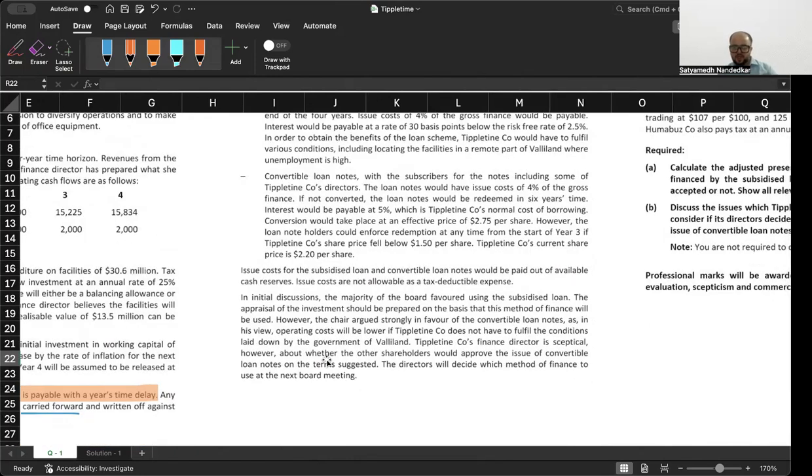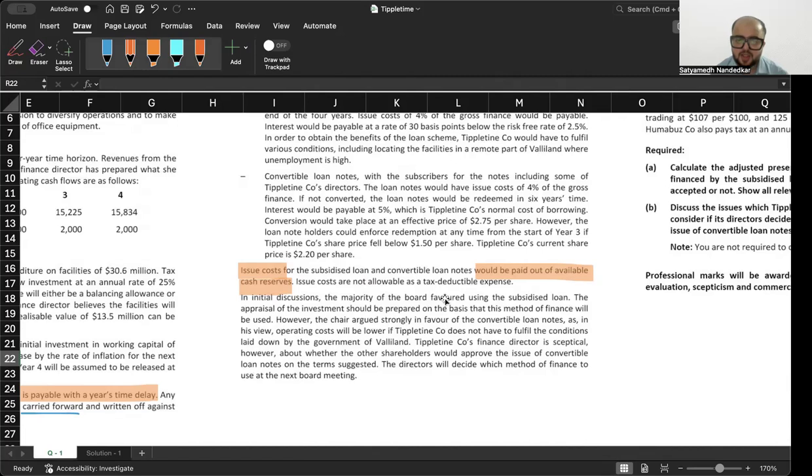Issue cost for subsidized loan and convertible loan notes would be paid out of available cash reserves. This point is important. So issue cost would be paid out of available cash reserves. This has some implication in your answer. Issue costs are not allowable as a tax deductible expense. What is the implication? We'll get to that.